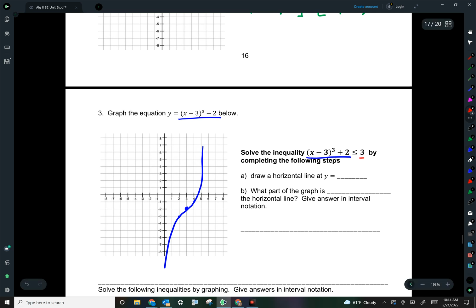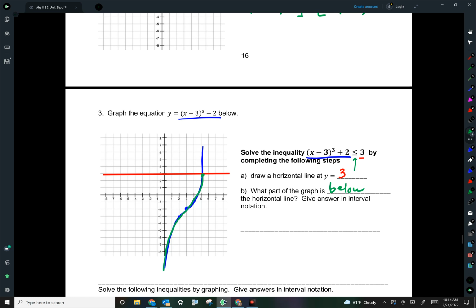So letter A, draw a horizontal line at y equals 3. So we draw our horizontal line at y equals 3 all the way across. And then letter B says, what part of the graph is, well, do I want above or below? Notice there's a less than, so I want below. Okay, and so what part of the blue is below the red? Well, wouldn't that be all of this?